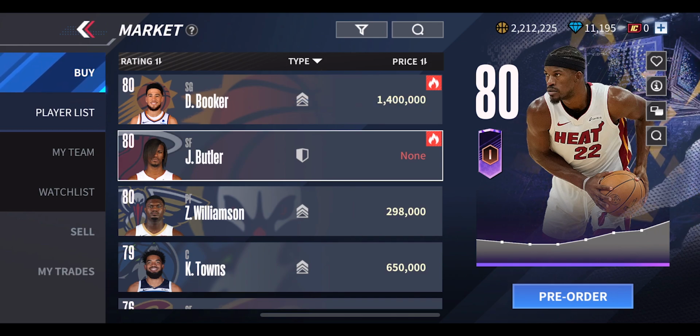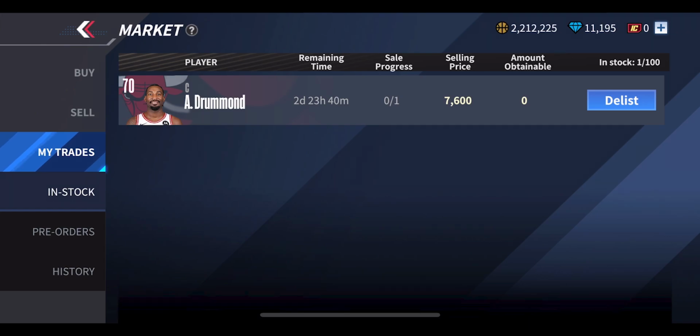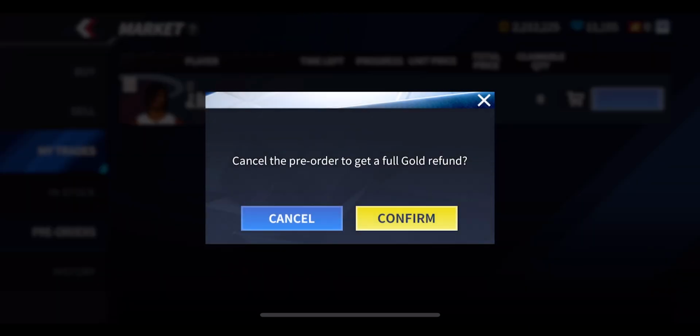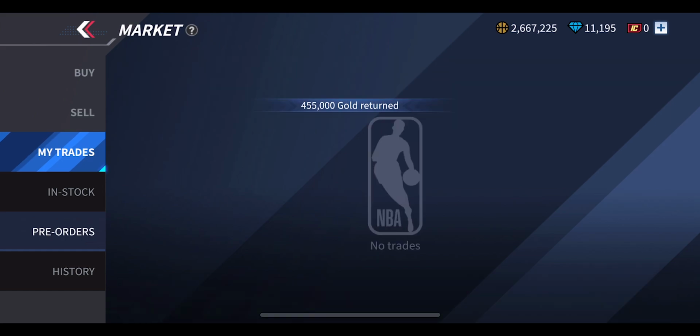You can always go ahead and cancel the pre-order by pressing on my trades, then pre-order, and then hitting cancel. This will give you your full gold refund back. However, if you wanted to go through with the pre-order, you'd have to wait until Jimmy Butler was on your account.